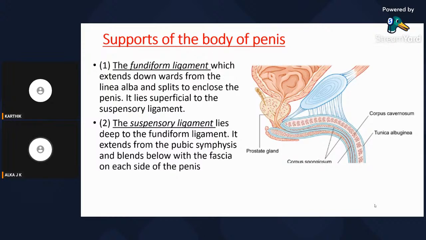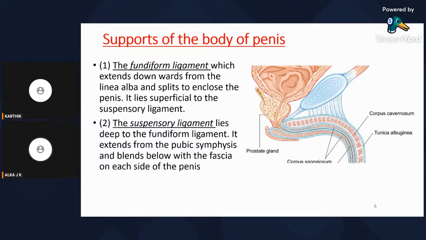They can give any one ligament's name that belongs either to the liver or bladder or uterus, anyone, and they will give this fundiform ligament, suspensory ligament. So ovarian ligaments are there. They will do a mixture of all these and ask the question in MCQs. So two supports are there for the penis, fundiform ligament and suspensory ligament.